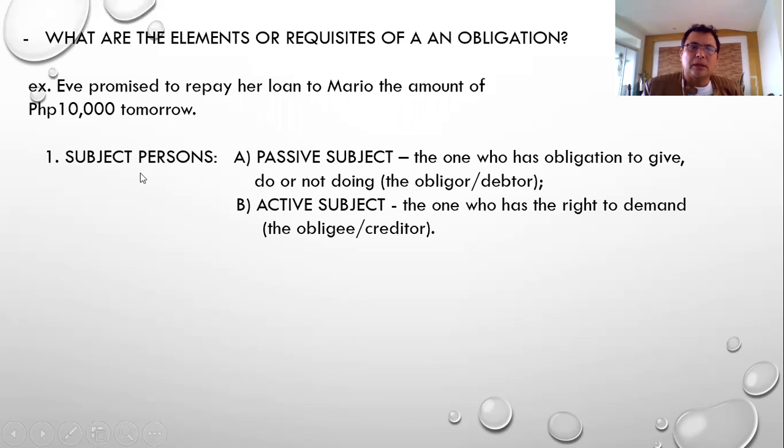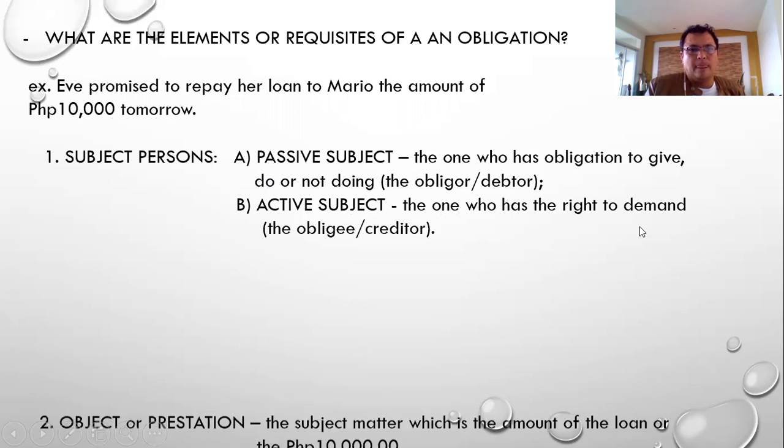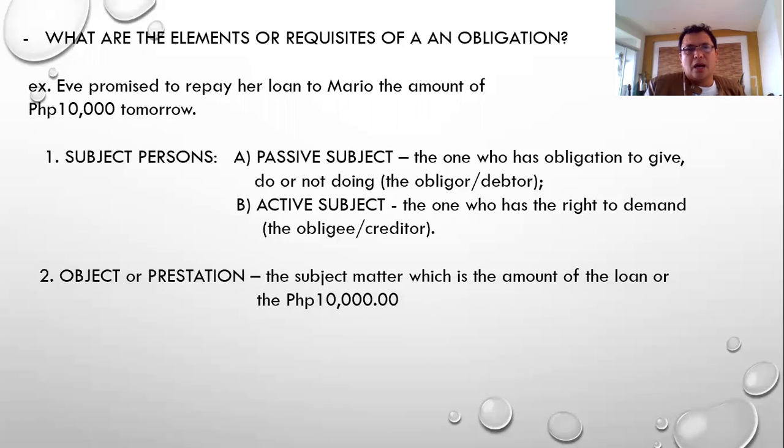So these are the subject persons, passive subject and an active subject. So every obligation must have subject persons. There must be a passive subject and there must be an active subject. If these two are not present, then there is no obligation. Second element or requisite of obligation is that there must be an object. So in this case, the object or subject matter or prestation is the 10,000 pesos.